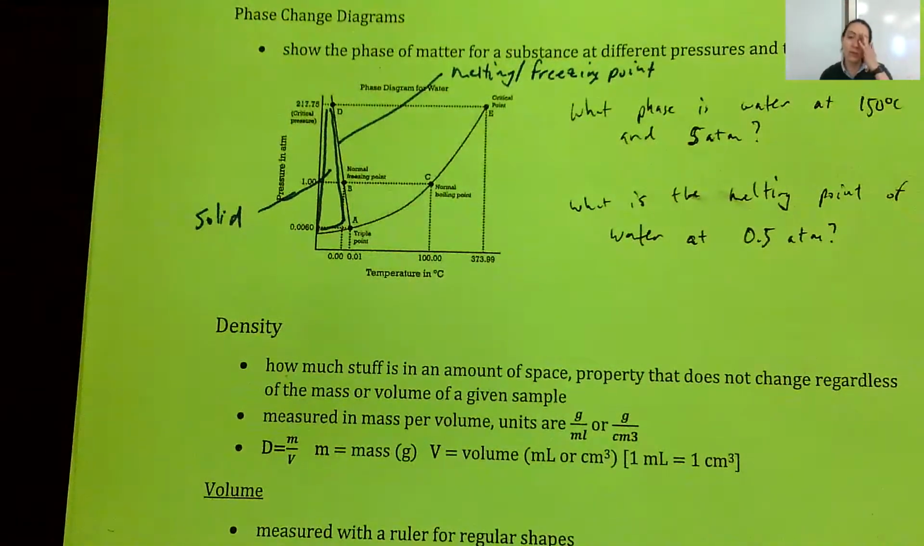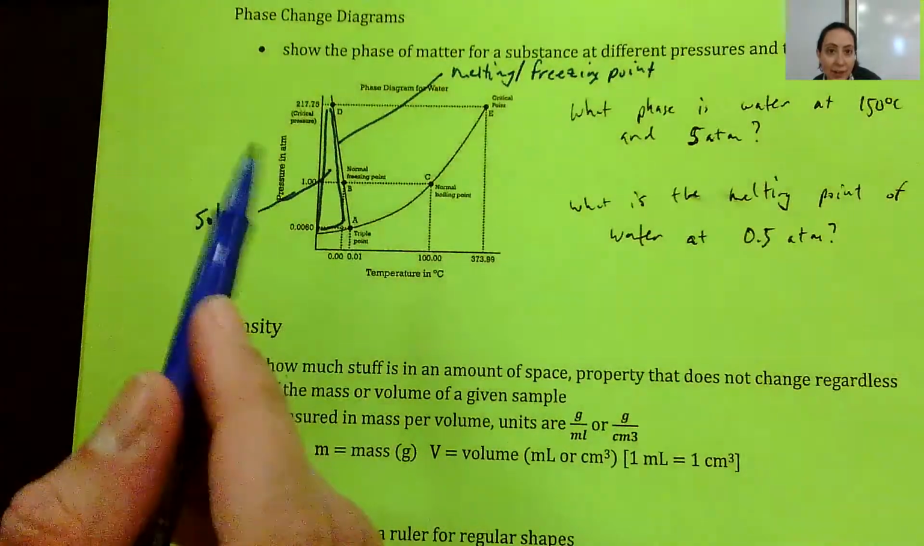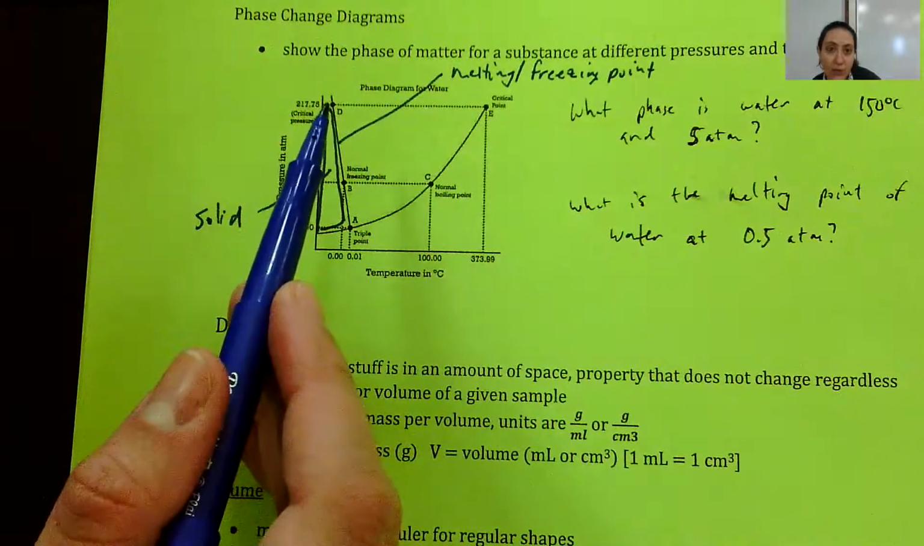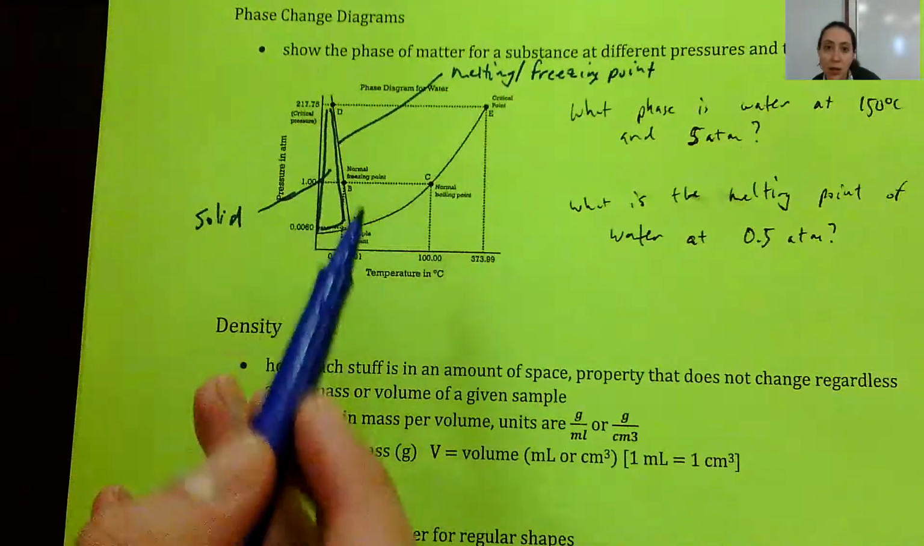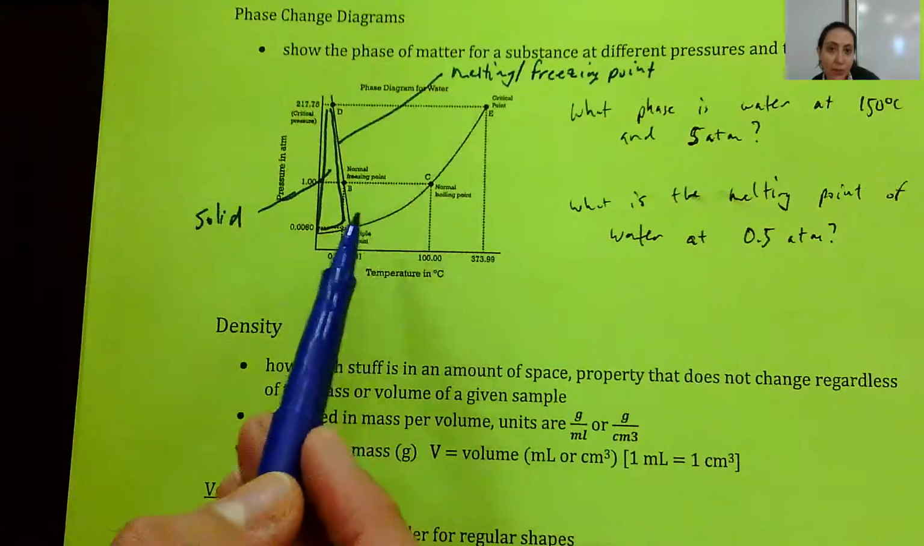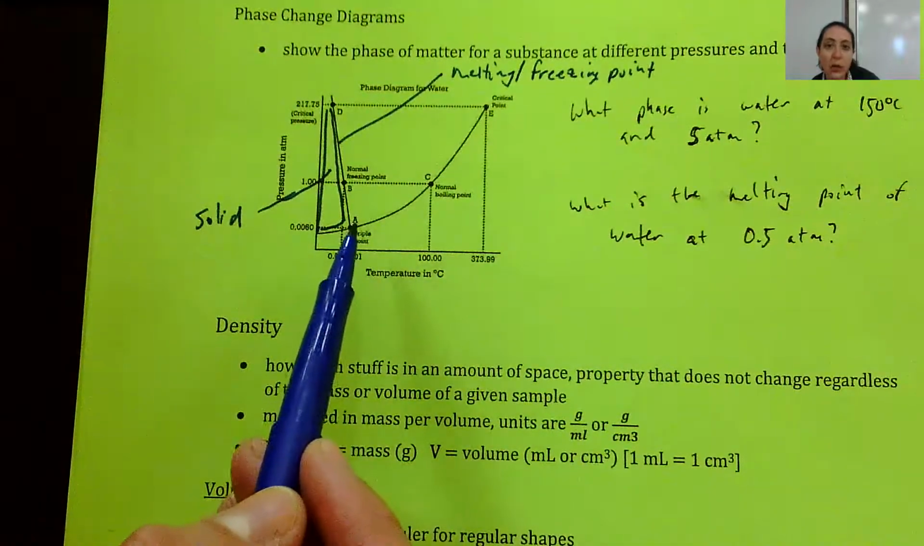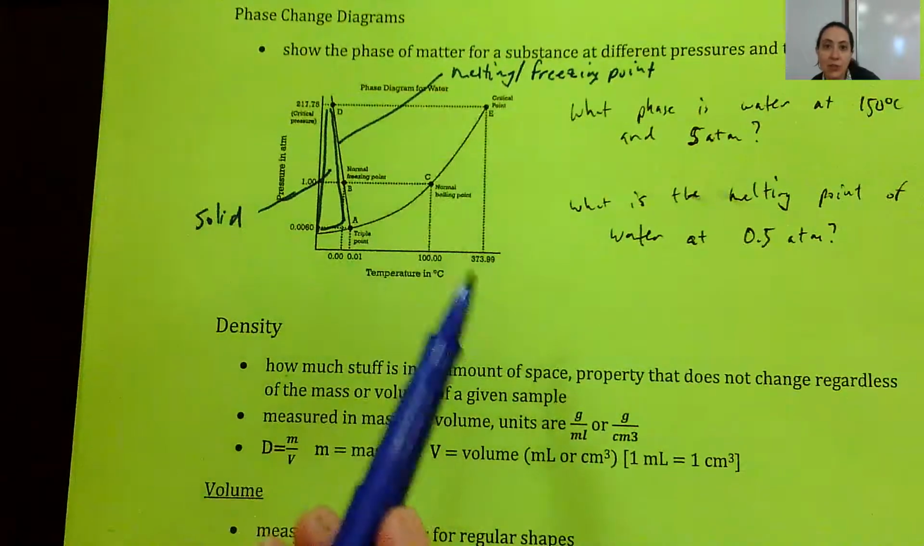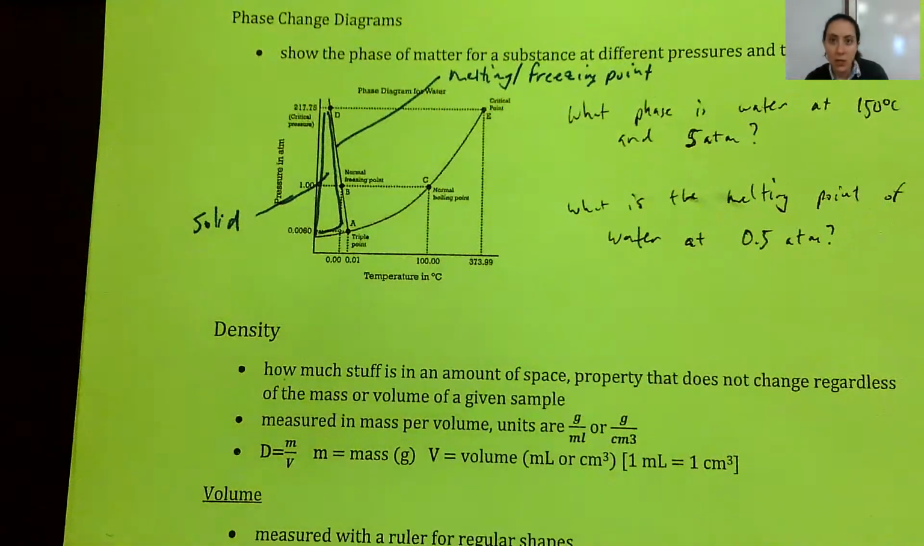If you remember the video about Mount Everest, the boiling point of water decreases as you go up in elevation because the atmospheric pressure decreases. So that's kind of what it's showing here: at very low pressures the boiling point is lower, and at higher pressures, the boiling point is higher. Okay, so that's that section.